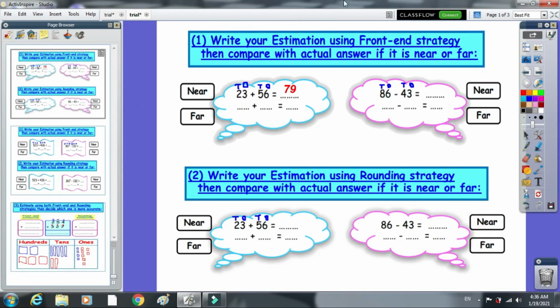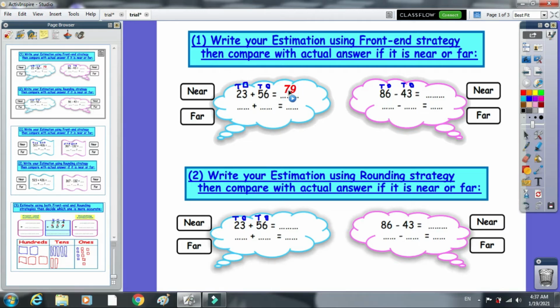Write your estimation using a front end strategy, then compare with the actual answer if it is near or far. The first example is 23 plus 56. Here, to get the actual sum, I will add the ones digits first together. 3 plus 6 equals 9, and 2 plus 5 equals 7. So the actual sum is 79.